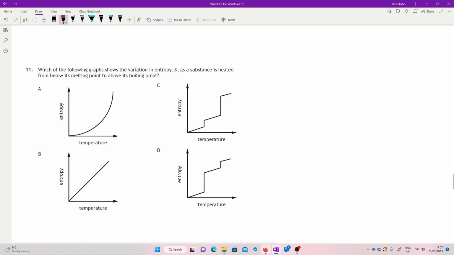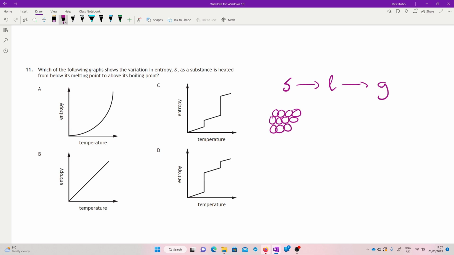Question 11. Which of the following graphs shows the variation in entropy, S, as the substance is heated from below its melting point to above its boiling point? So I'm going from a solid to a liquid to a gas. Solids, probably first year when you were looking at solids, are particles that are neatly arranged, they snuggle a bit, but they don't do much. So in terms of entropy, very low. Liquid particles move around a little bit, but they're all still connected, so you've got conservation of volume. There's definitely more entropy there, but it's not crazy.